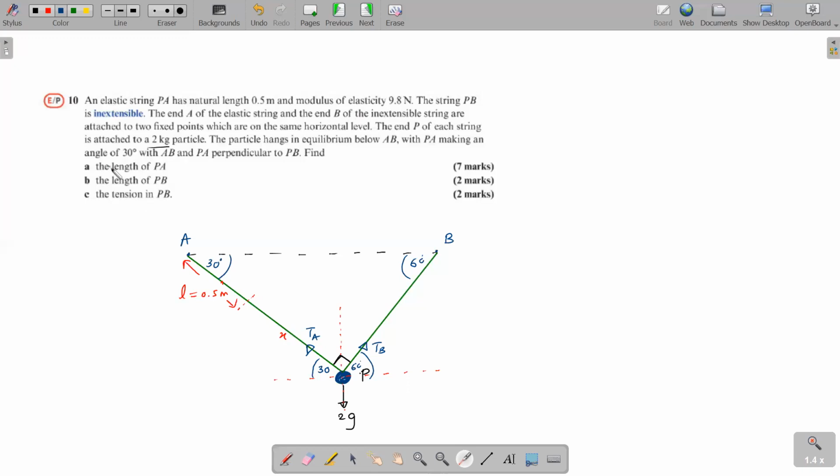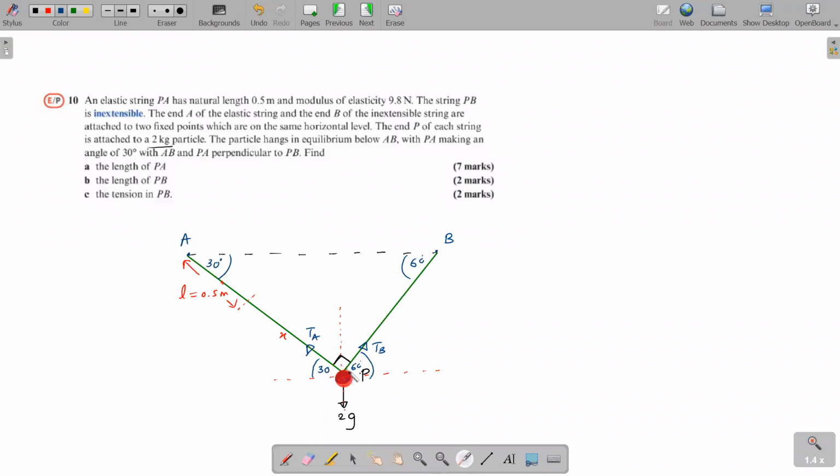Are you with me? So you need to do this in such a way where you don't involve TB at all. How do I do this in such a way where I don't involve the tension B at all? Because tension B is specifically required only in part C. So how do we do this in such a way where tension B is not involved at all?